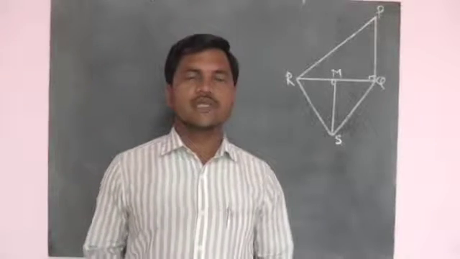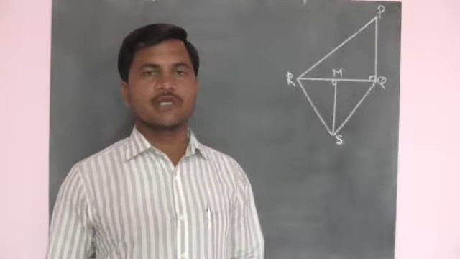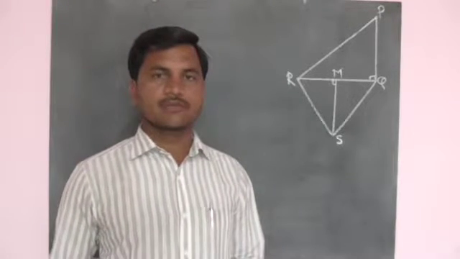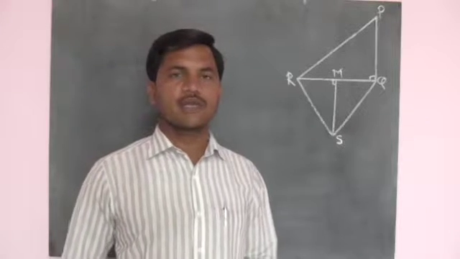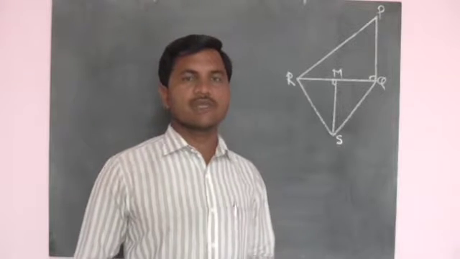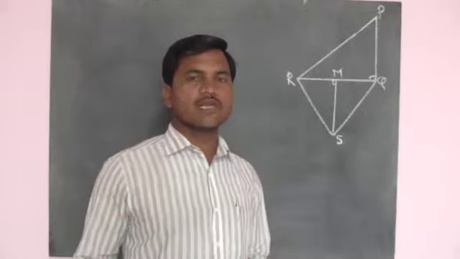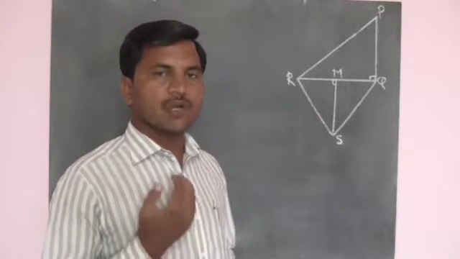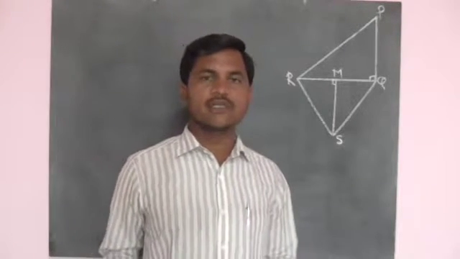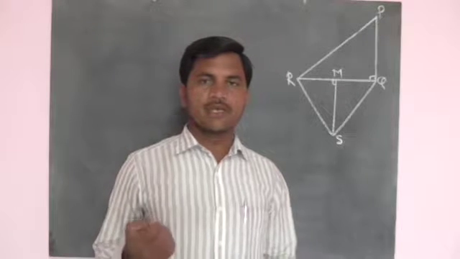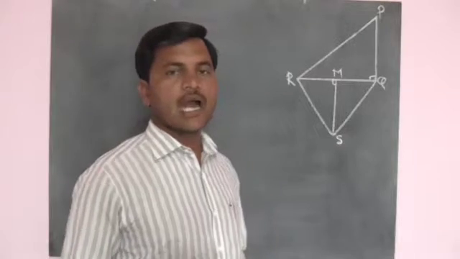Now we are going to study the third property of ratios of areas of two triangles. The property is: the ratio of areas of two triangles with the same base is equal to the ratio of their corresponding heights. That is the statement of the property. It means if two triangles are given to us with their bases and corresponding heights, but the base of the two triangles is common, then the ratio of areas of those triangles is equal to the ratio of their corresponding heights.